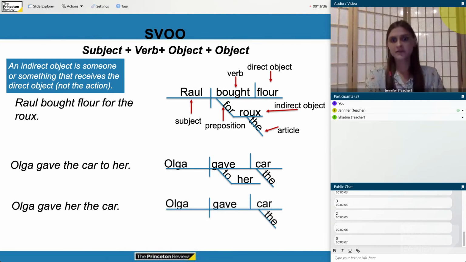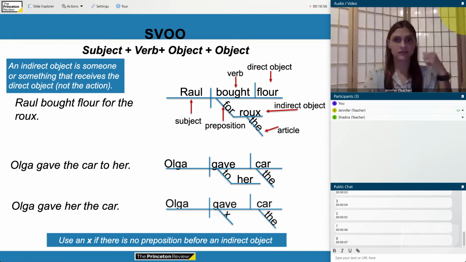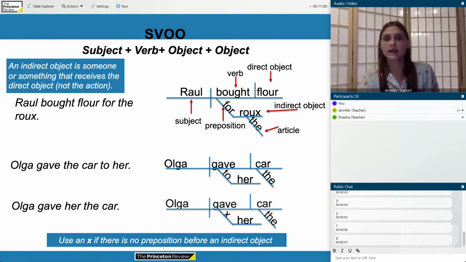All right, so we'll keep everything that's the same. Olga gave, car, the. Except we don't have a to, right? We have a her, so what do you do? You draw that line, but can you put something there? That's the question. Well, a lot of times you'll see an X that's placed there as a placeholder if there's no preposition before the direct object. And then you would place a direct object on the horizontal line, just as you saw in the previous sentence.